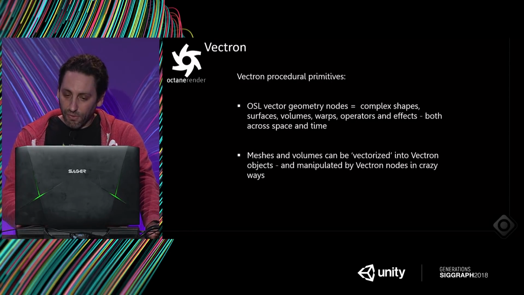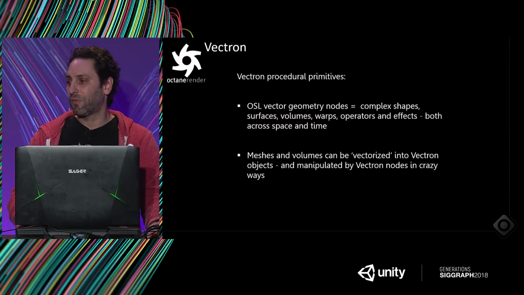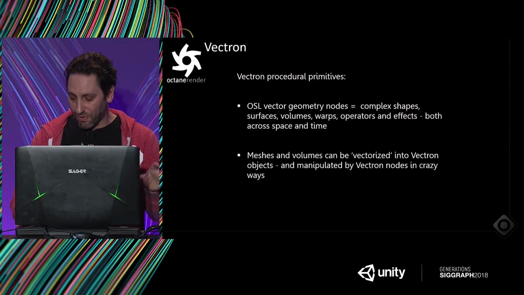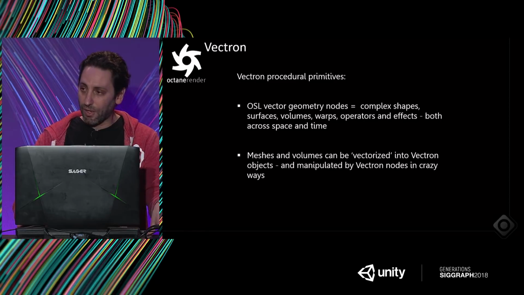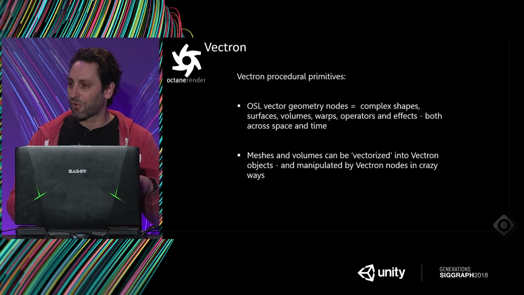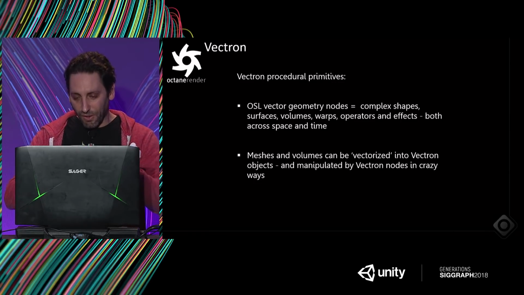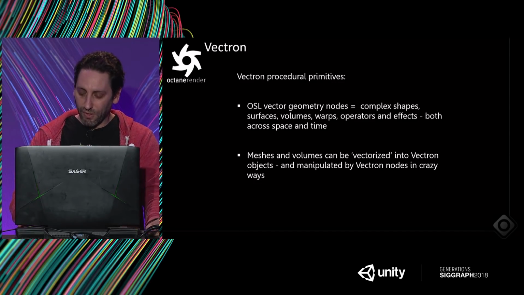And the other thing that we are adding into 2018, into this version, is the ability to take, for example, OpenVDB volumes, which can already be loaded into Octane, as well as meshes, and you can vectorize them. So imagine when you take an image and you turn it into an Illustrator file, and you get nice curves. We're doing the equivalent for meshes.